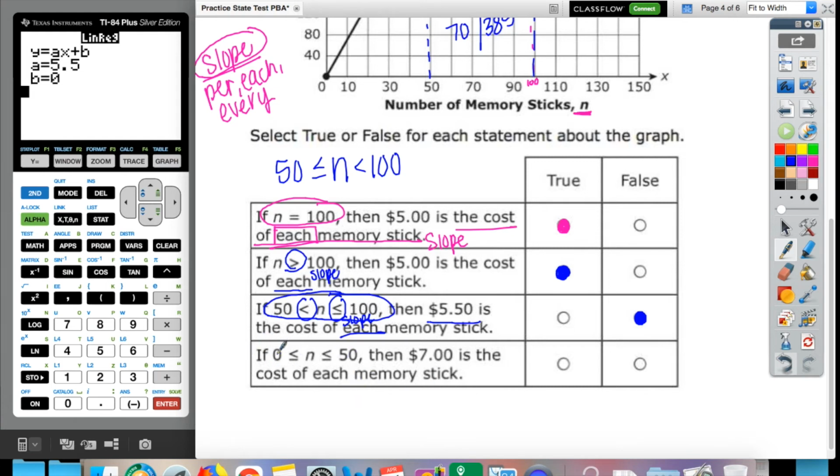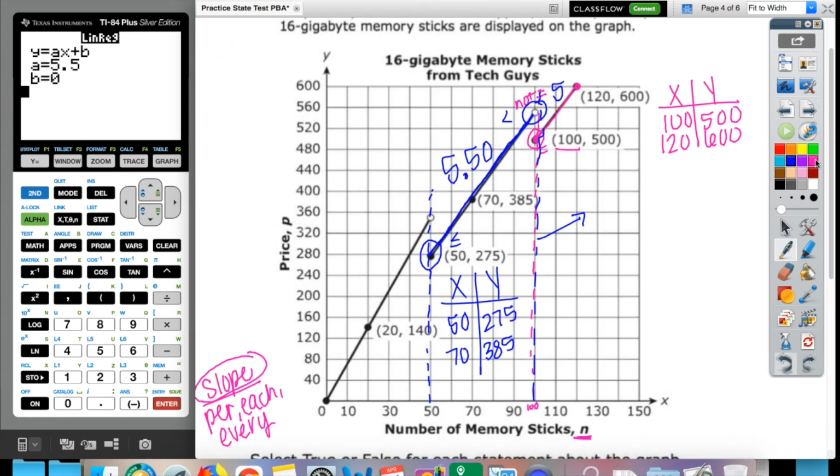So for the bottom one, 0 is less than or equal to n less than or equal to 50. So if we're looking between 0 and 50, then 7 is the cost of each memory stick. So if I go between 0, which is right here, and that 50, we need to find the slope of this line. They only gave us 1 point though. They only gave us 20, 140. However, they did give us another point. This one down here, everyone knows that point. That is 0, 0. They don't label 0, 0. They expect you to know this one. So we can make our table with 0, 0.